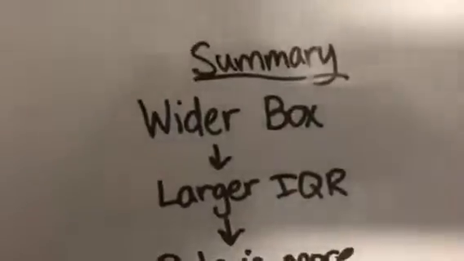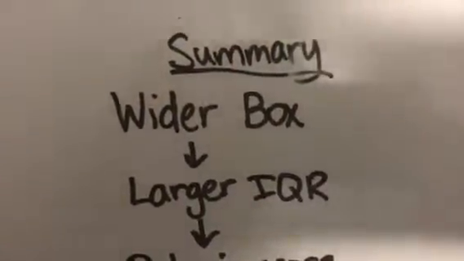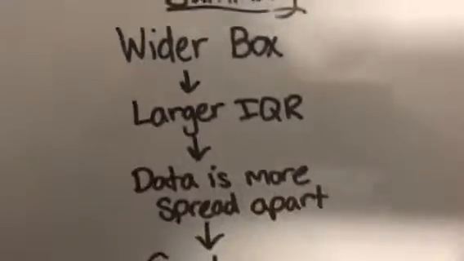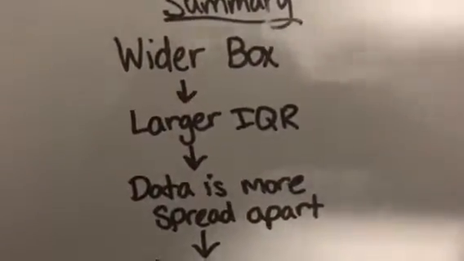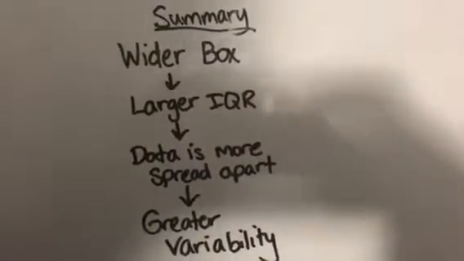So in summary, a wider box means that you're going to have a larger interquartile range, and that means that your data is more spread apart, and that leads you to determine that you have greater variability.